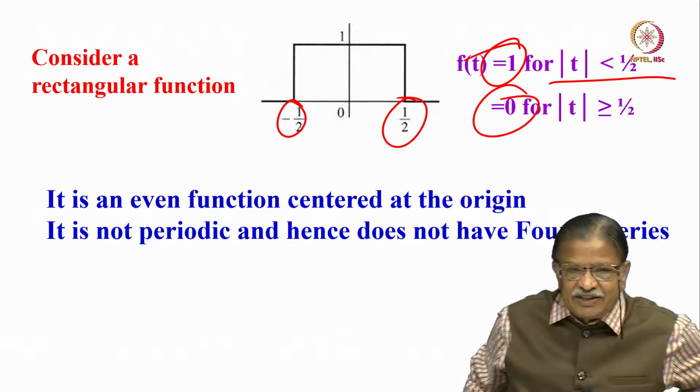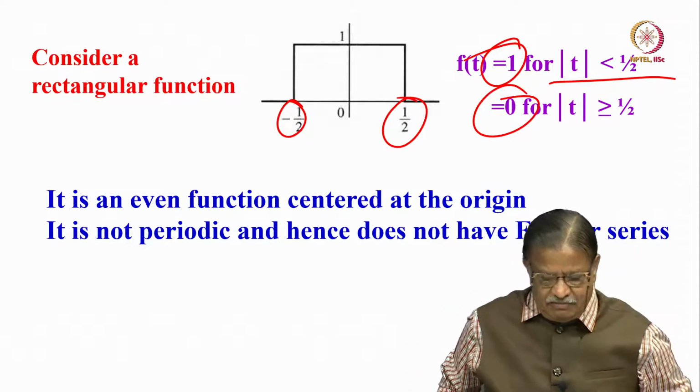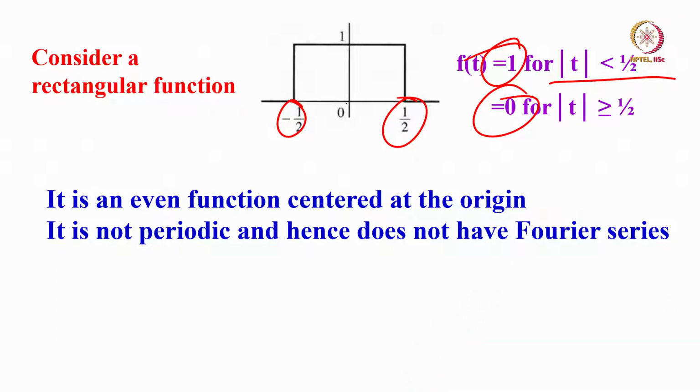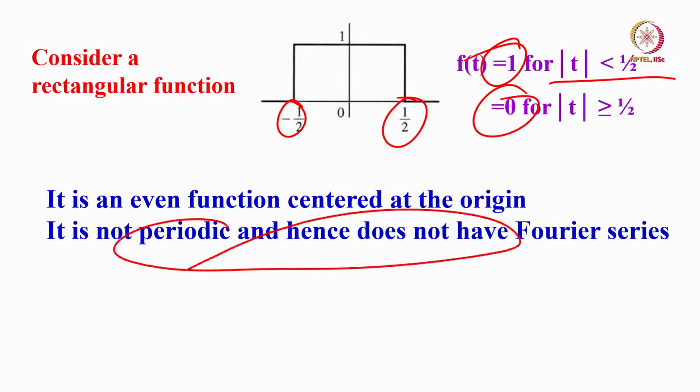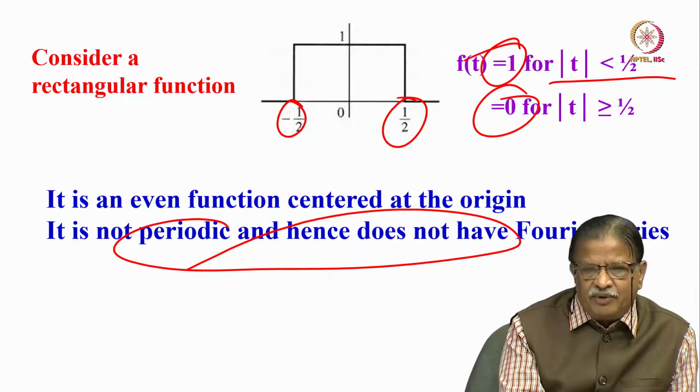Now, it is an even function centered at the origin. Remember, it is an even function like a cosine function. All even functions will be symmetric with respect to the y axis. Now, it is not periodic and hence does not have a Fourier series. But if I have to solve it, what do I do?